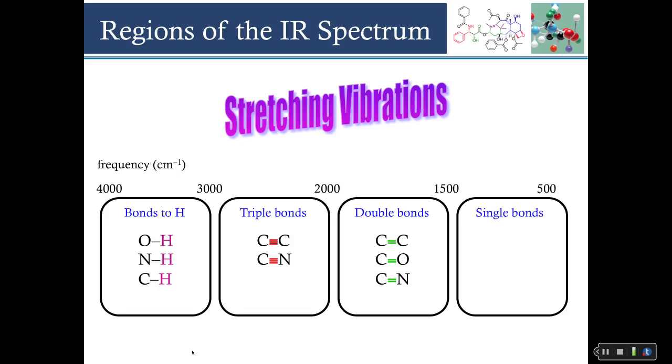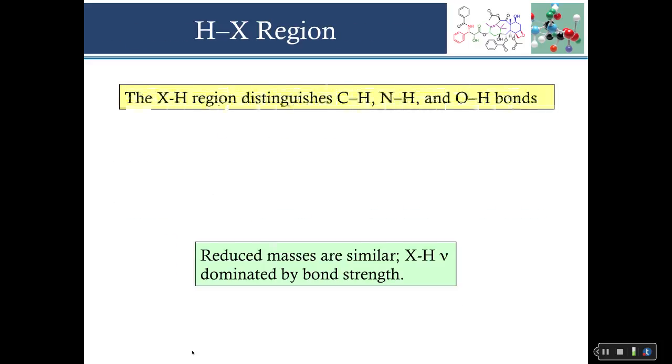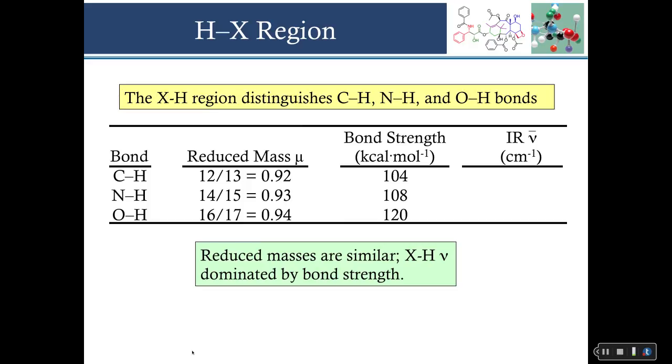And finally, and probably least helpful to us really, single bonds. We're going to see lots of single bonds, obviously single bonds to atoms other than hydrogen. For instance, carbon-oxygen, carbon-fluorine, carbon-chlorine, carbon-bromine. You just go down the list, right? All this in the 500 to 1,500 range, but lots of stuff goes on down there. We often call it the fingerprint region. And so let's take a look at why this is, right? In the HX region, the carbon-hydrogen, nitrogen-hydrogen, oxygen-hydrogen, notice that the reduced mass of those are all essentially identical, right?